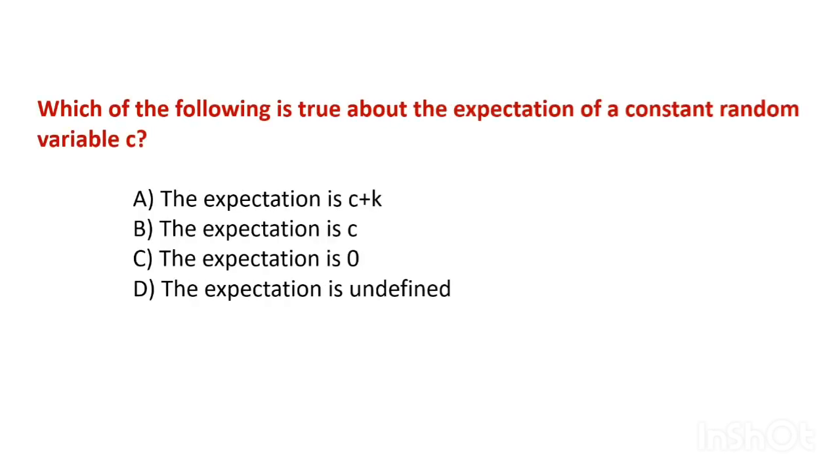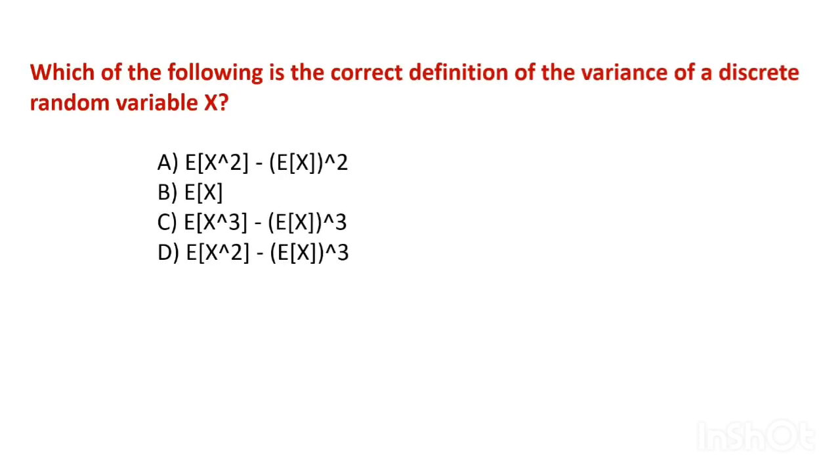Which of the following is true about the expectation of constant random variable C? So, the expectation of a constant random variable is simply the constant itself. Correct answer is B. Which of the following is the correct definition of the variance of a discrete random variable X? The variance is the expected value of squared deviation from the mean.